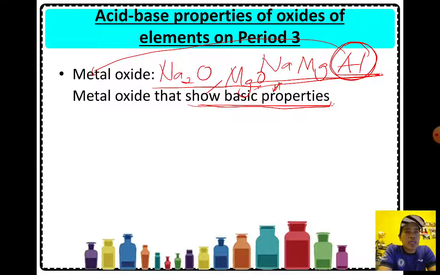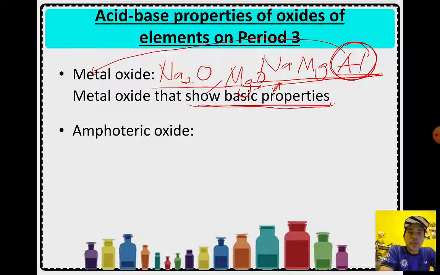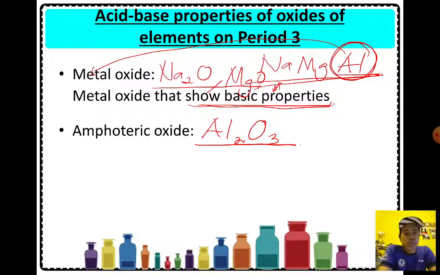So metal oxide di sini, sodium oksida boleh bertindak balas dengan asid, magnesium oksida pun boleh bertindak balas dengan asid. Aluminium oksida juga boleh bertindak balas dengan asid. Amphoteric oxide. Amphoteric oxide ni dia berbeza sikit. Dia ada sifat acid, dia ada sifat base. Dia ada dua-dua sifat. Dia sangat special, iaitu aluminium kita. Aluminium oxide. Aluminium oxide dia ada sifat amphoteric.